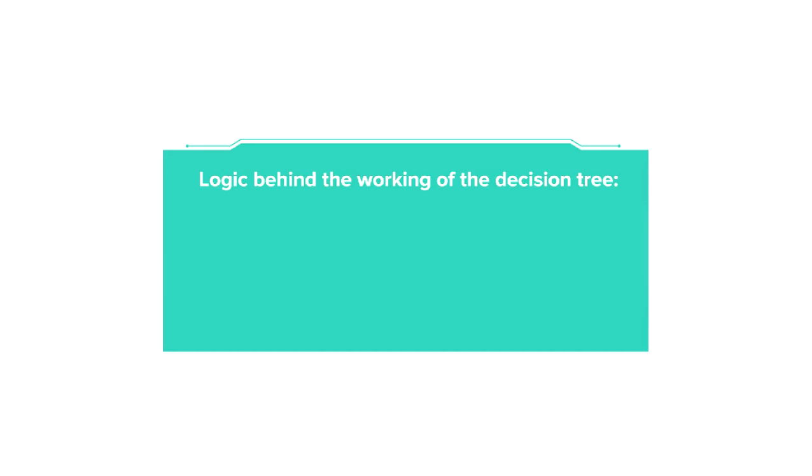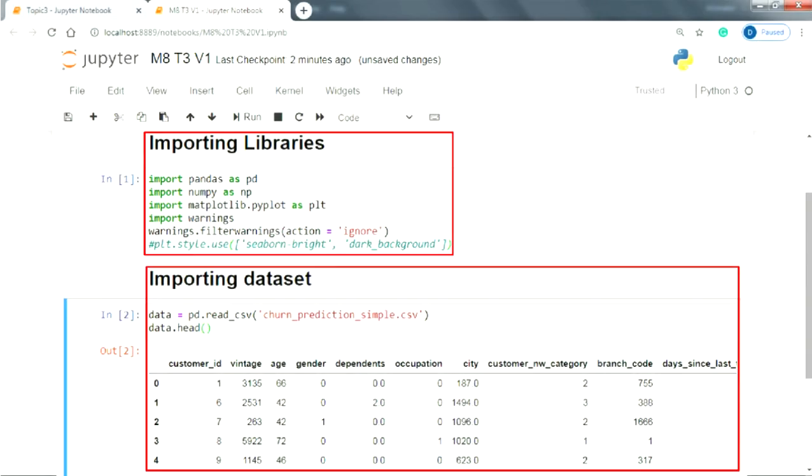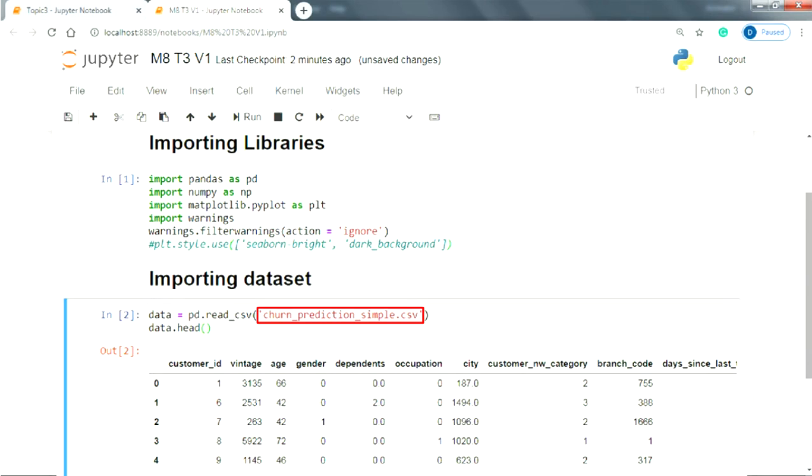Now that we know the logic behind the working of the decision tree and all the associated characteristics, we will now look at the implementation of the decision tree for a classification problem, just like we did for the linear and logistic regression. As always, we begin by importing the necessary libraries and the dataset. We have used the churn prediction dataset, which we have already seen during the logistic regression implementation.